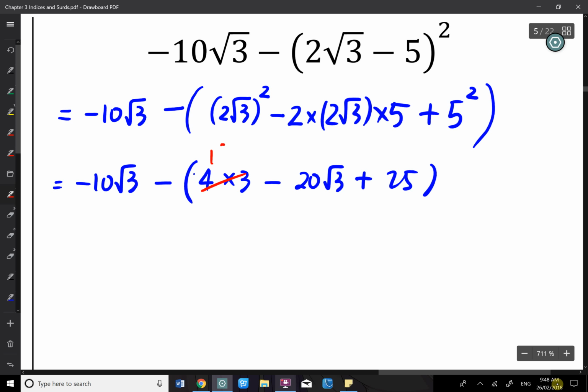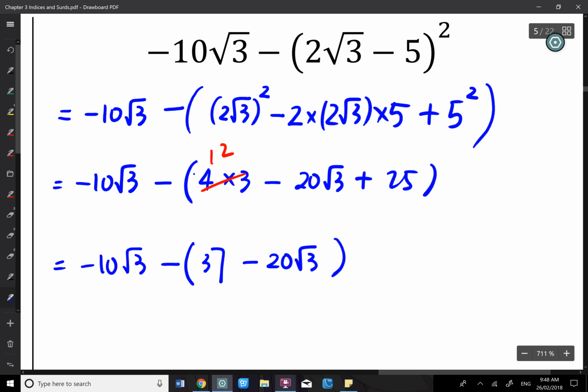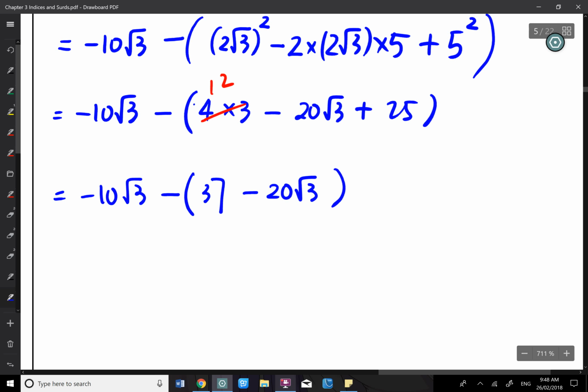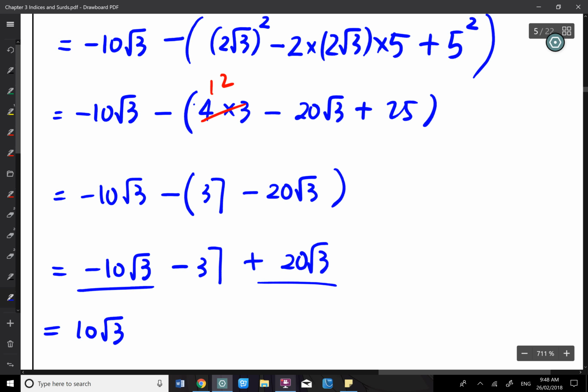Okay, this is a 12. This is a 12. And I'll minus root 3 minus, okay, I'll add those two together. That's 37 minus 20 root 3. Okay, still simplified inside. And we expand the brackets. That's 10 root 3 minus 37 plus 20 root 3. And finally we have 10 root 3, because 20 root 3 minus 10 root 3, we are left with 10 root 3. And there's nothing to do with the integer, so that's just minus 37.